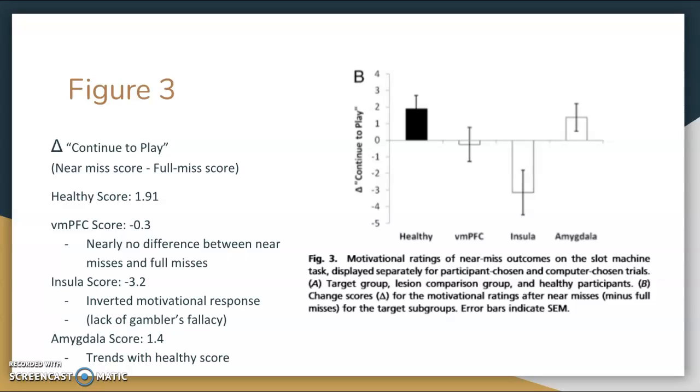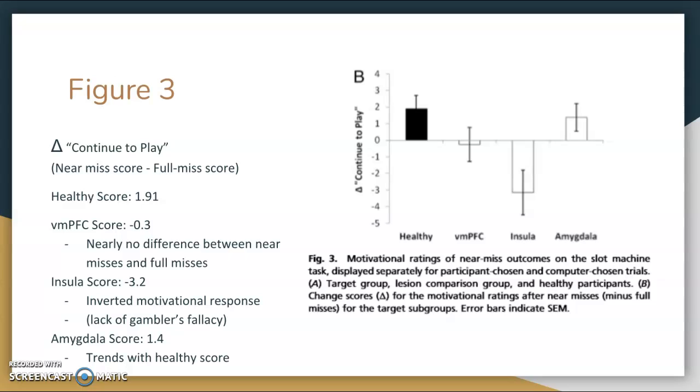So in healthy participants, the mean average score was 1.91, showing that after a near miss, healthy participants were more motivated to continue playing. And if we look at the VMPFC score, which was negative 0.3, you can see that there was nearly no difference between near misses and full misses, which resulted in a score of close to 0.